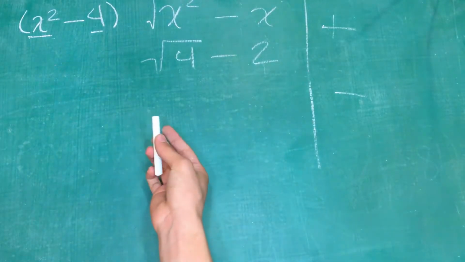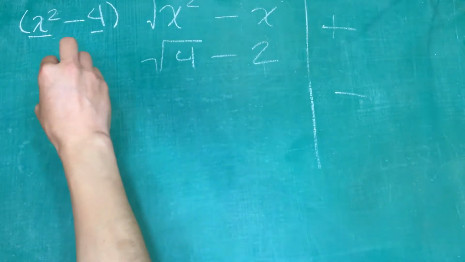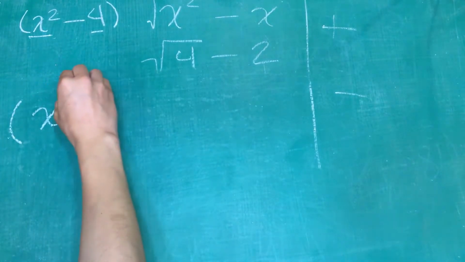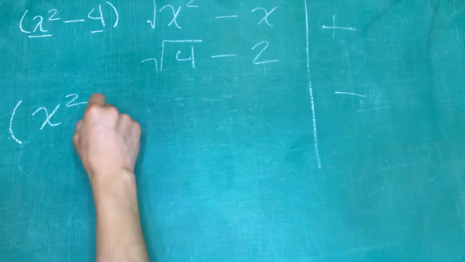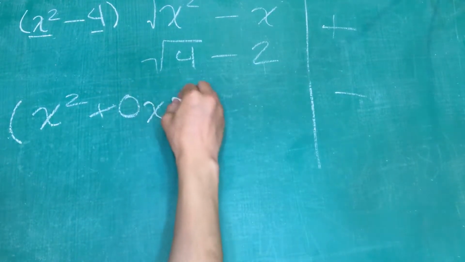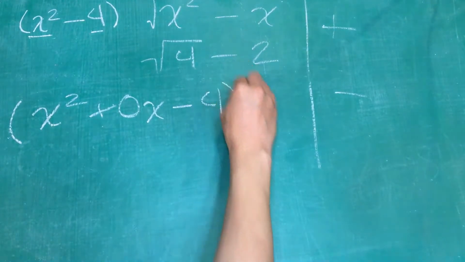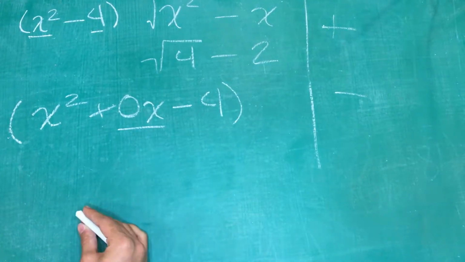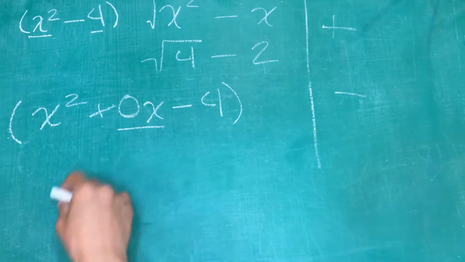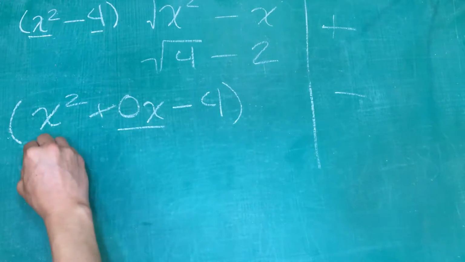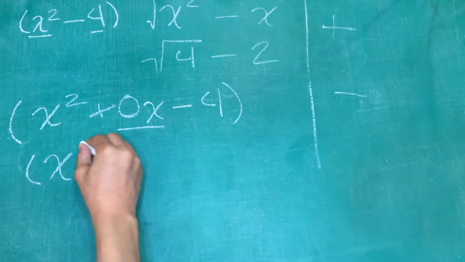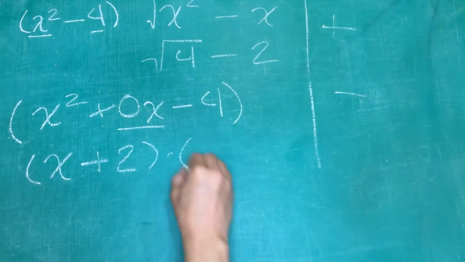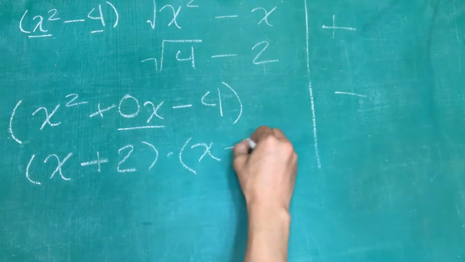To solve this difference of squares, let's imagine we have a 0x between these two terms. How do we do that? We simply write x squared plus 0x minus 4. We inserted a 0x. Why? Because at the end of the problem, our products cancel. Let's factor. To factor this problem, we would get x plus 2 times x minus 2.